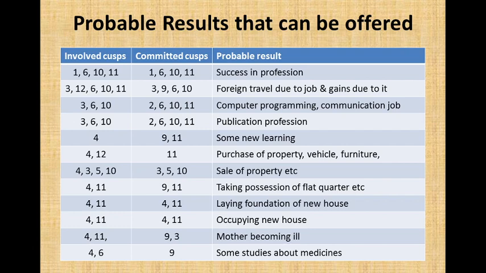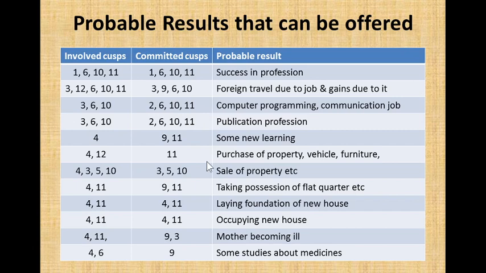At involvement 3, 6, 10, and at commitment 2, 6, 10 and 11, that's computer programming or communication job. At involvement 3, 6, 10, at commitment 2, 6, 10 and 11. So publication profession at involvement 4, and at commitment 9, 11. That's some new learning. At involvement 4 and 12, at commitment 11, that's purchase of property, vehicle, furniture.